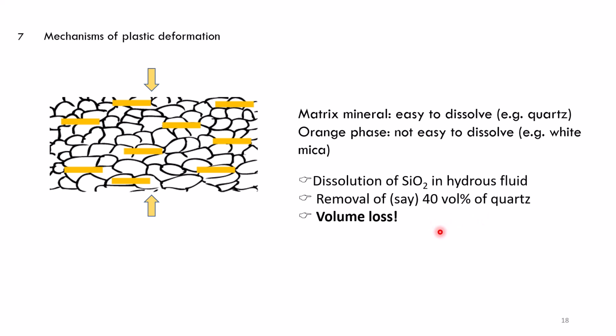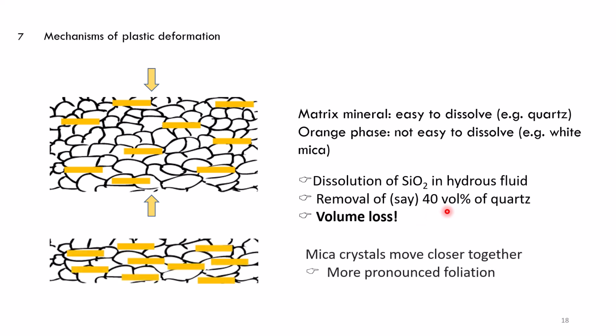If the fluid is extracted into perhaps hydrothermal veins, this will cause volume loss. And not only this, it will also change the whole rock composition of the rock, because the mineral phase that is unaffected, that has lower solubility, will become relatively enriched. And in this case, in our example, that would be the mica.